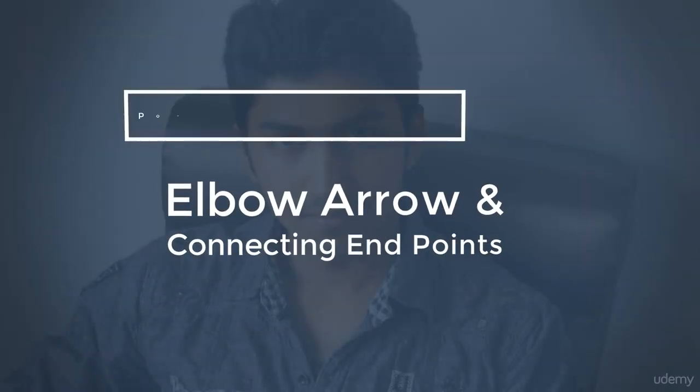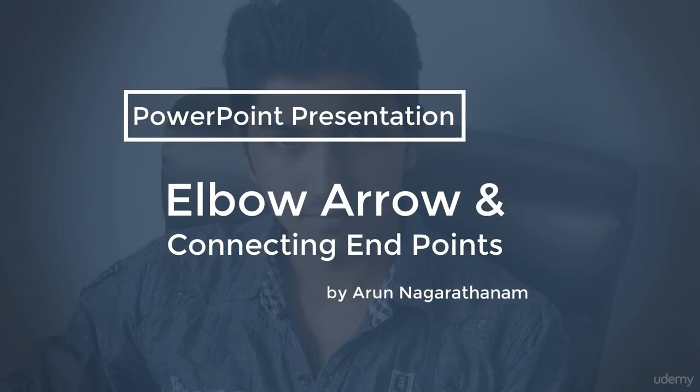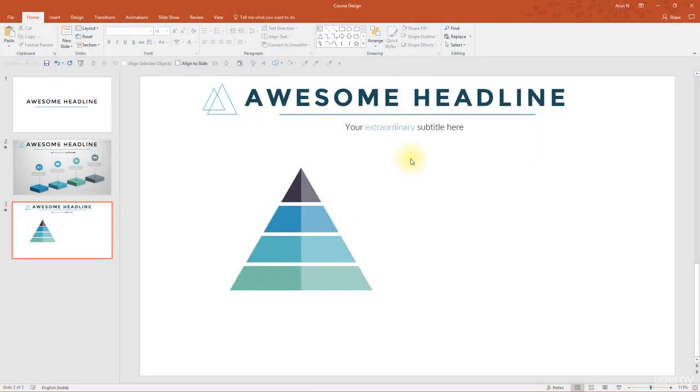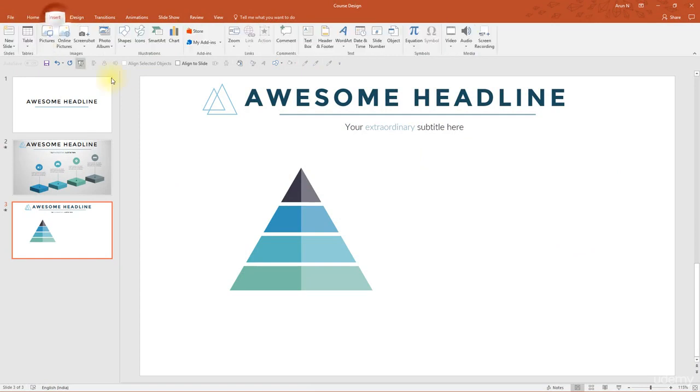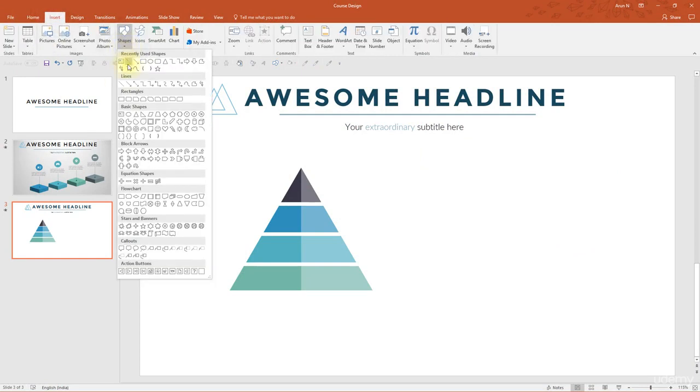In this lecture, we are going to draw an elbow arrow, and you will also learn how to use the connecting endpoints. To draw an elbow arrow, go to Insert, Shapes, and choose this connector elbow or connected elbow arrow.